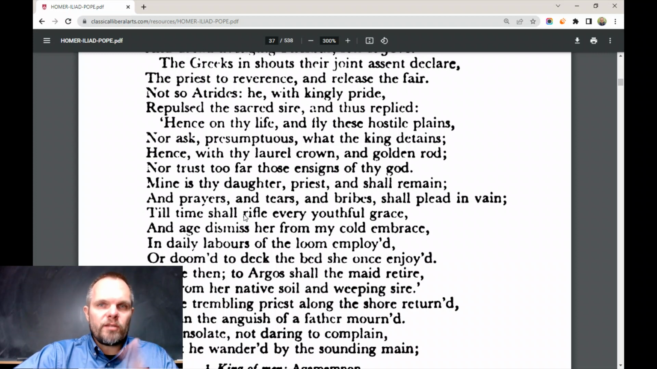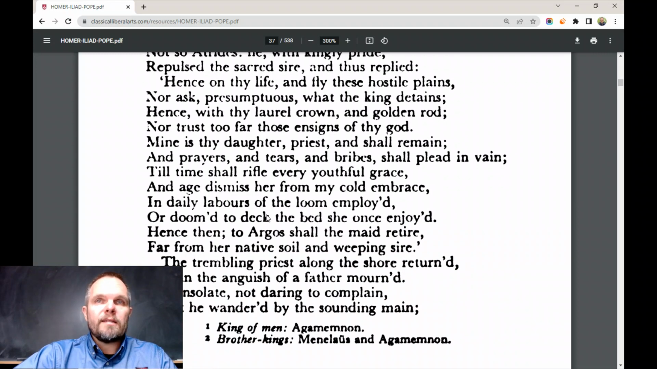Mine, and listen to this disrespect, mine is thy daughter, priest, and shall remain, and prayers and tears and bribes shall plead in vain, till time shall rifle every youthful grace, and age dismiss her from my cold embrace. In daily labors of the loom employed, or doomed to deck the bed she once enjoyed. Hence then to Argos shall the maid retire, far from her native soil and weeping sire."